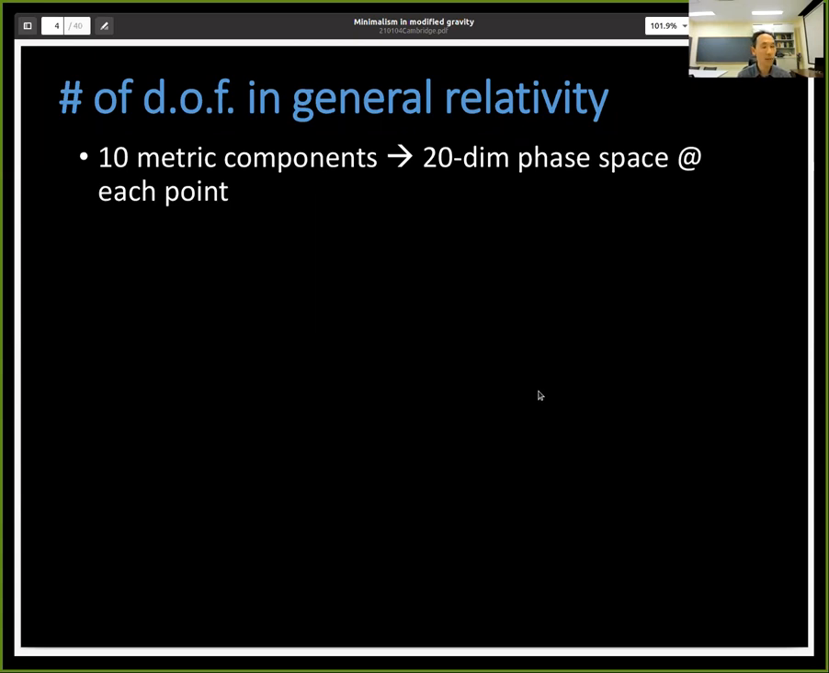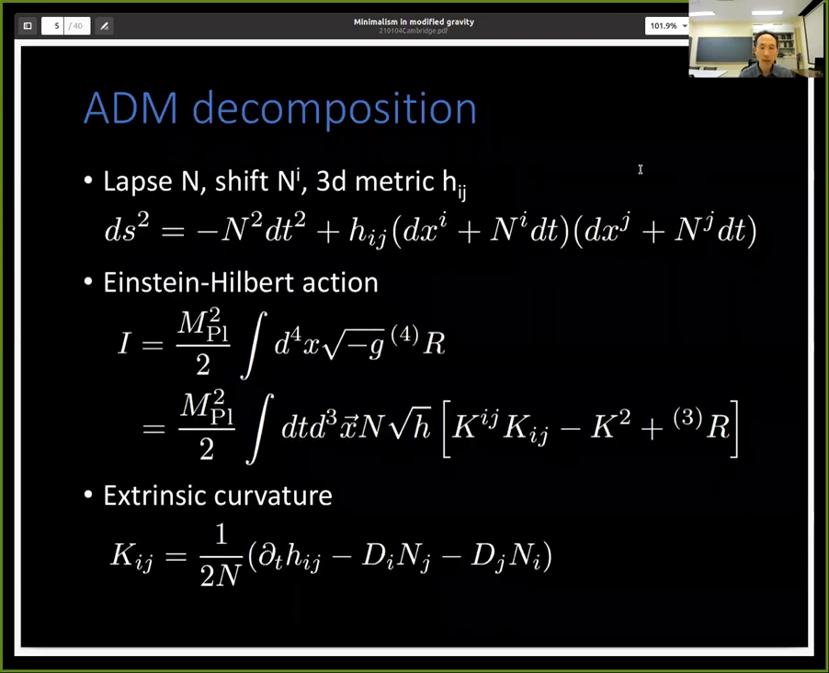Probably everyone knows, but just in case, and also just as a warm up. We start with the 10 metric components because we are in four dimensions. This means that at each point, we have a 20 dimensional phase space. In order to go to the phase space, it's convenient to adopt the so-called ADM decomposition, so that we introduce lapse N, a shift N^i, and the 3D metric h_ij. So the 4D metric is written in this way.